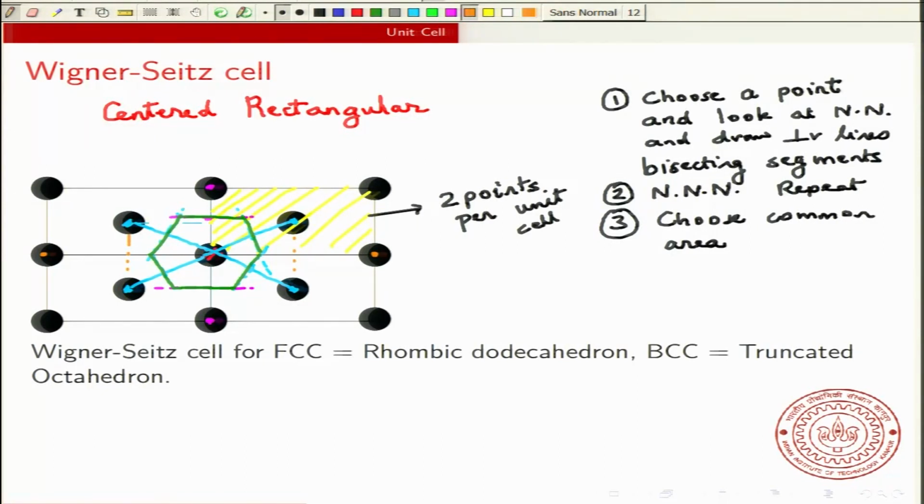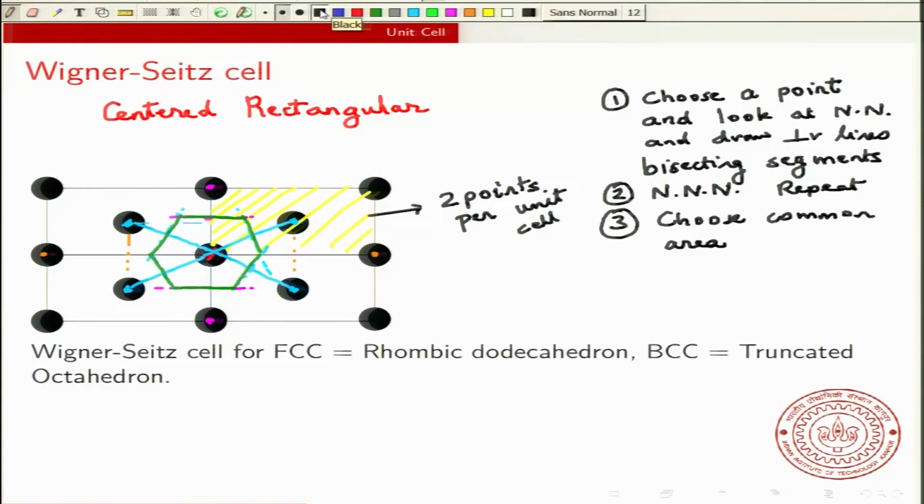In some cases you have to go to more nearest neighbors to get the common intersection area. What I want to emphasize is that this region in green is formed by the intersection of all these segments corresponding to the nearest neighbor, to successive neighbor points. So this is the basic construction of a Wigner-Seitz cell.